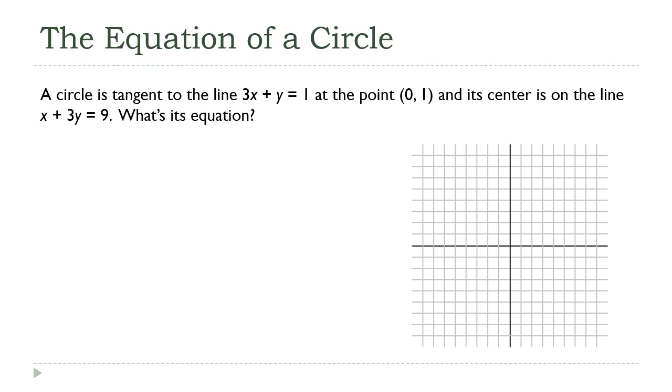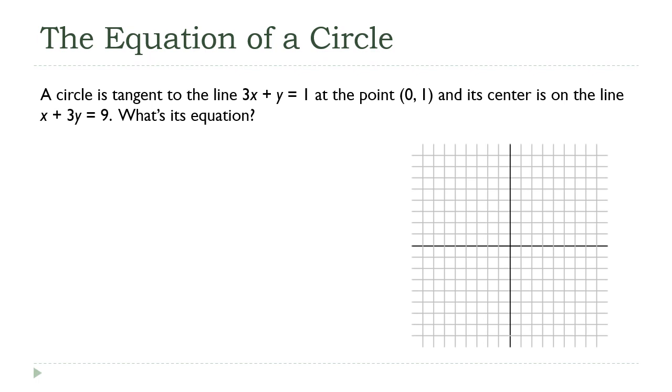So I've got one here that's a little more interesting. There's a little more going on to it. So I know that a circle is tangent to the line 3x plus y equals 1 at the point (0, 1). And I know that its center is on this other line, x plus 3y equals 9. And I want the circle's equation.